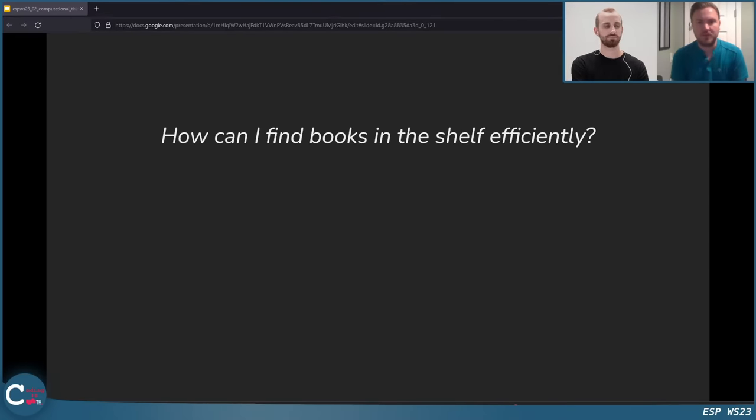How can I find books on the bookshelf? Any ideas? Please, no technical words. I don't want to hear some algorithms. I just want to hear ideas how to find something. How often may I need it? That's interesting. Yeah. Go around, yeah. Having good eyes, that's also a good approach, yeah.